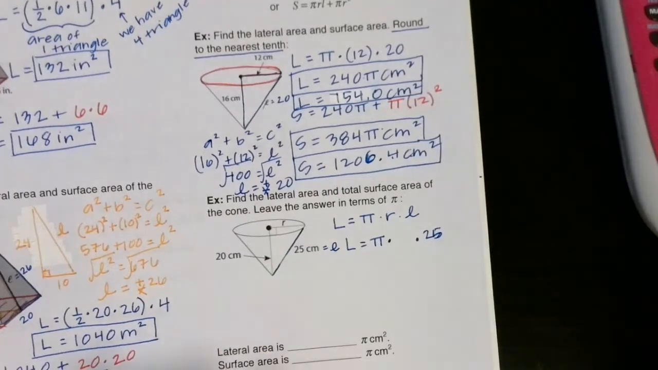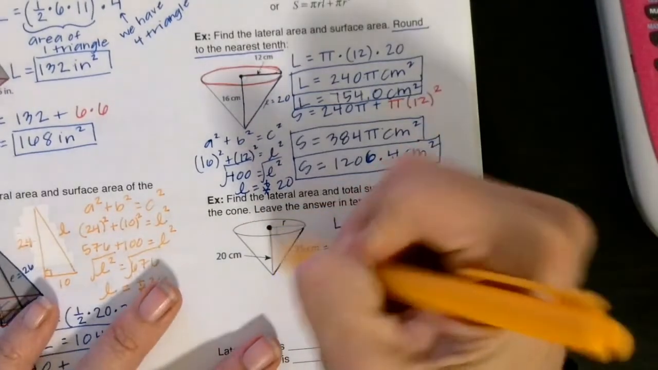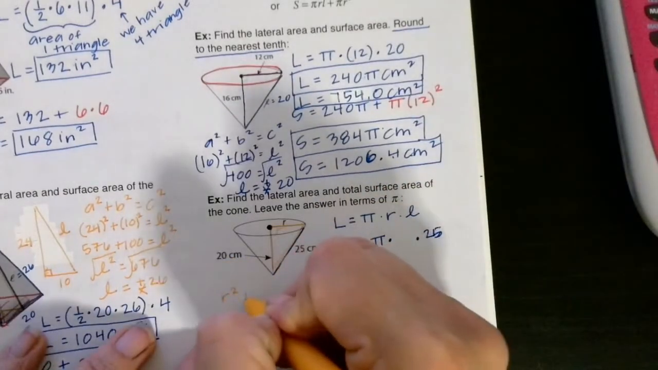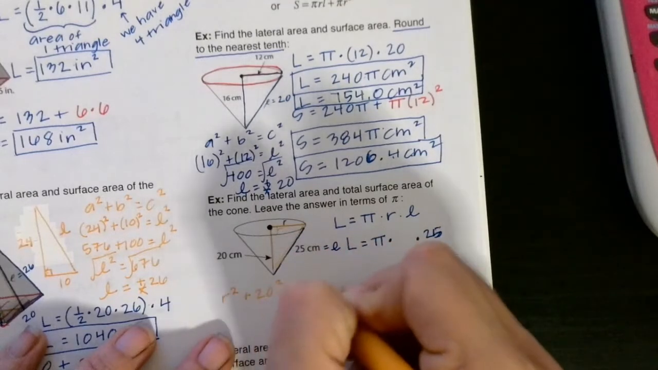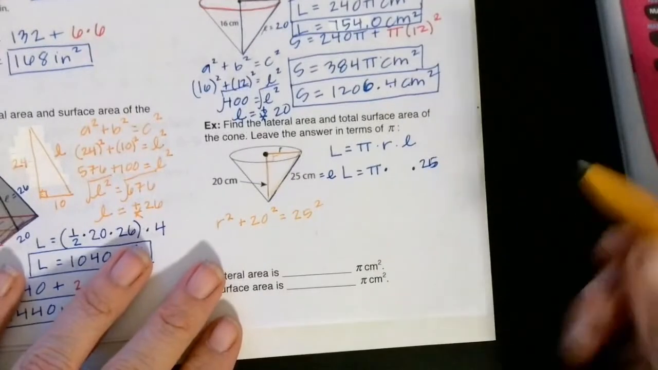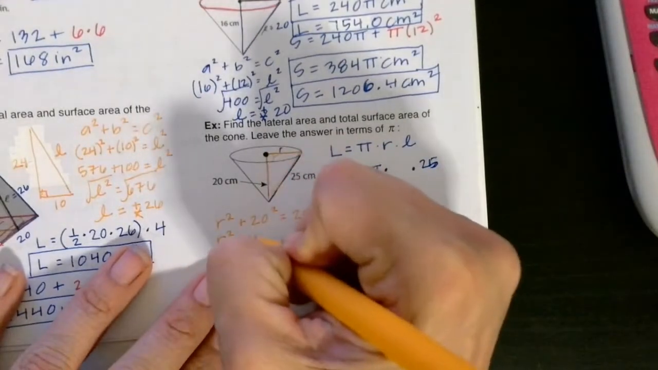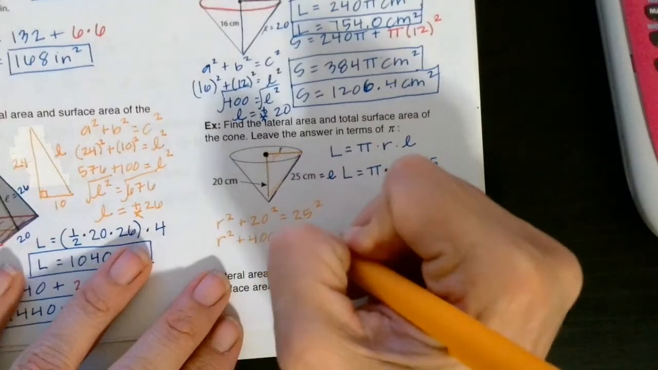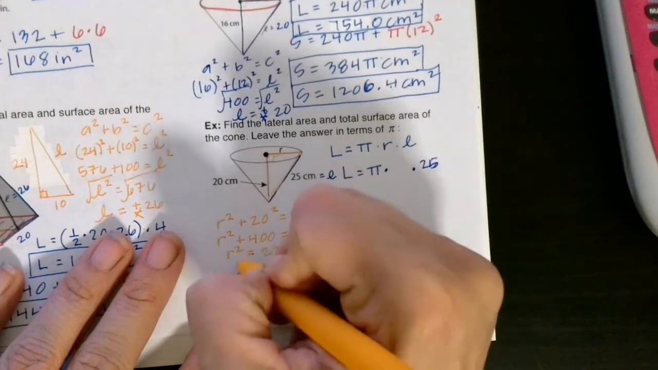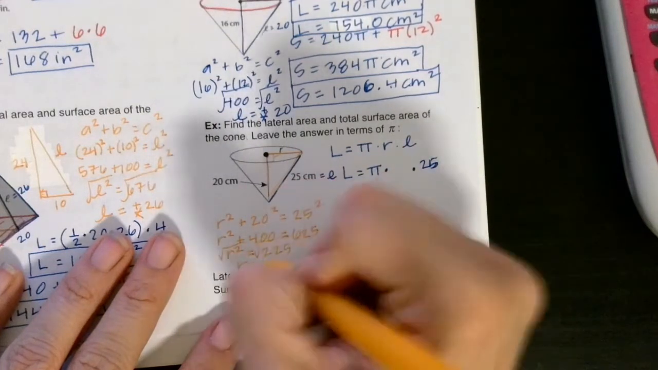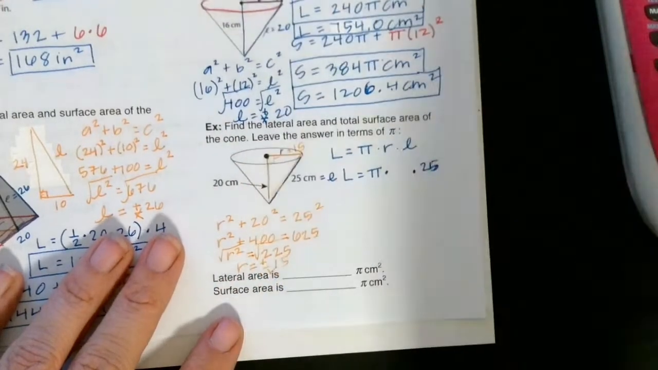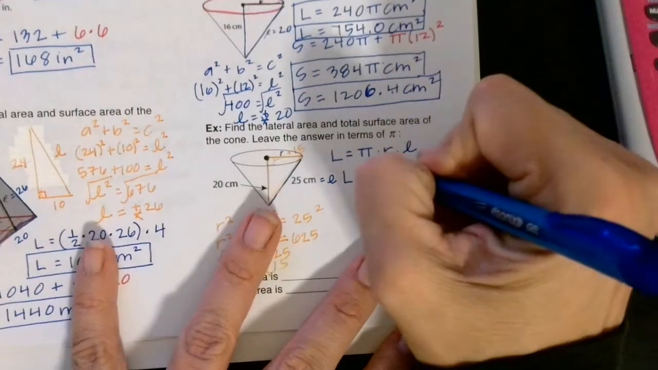So in order to find the radius, I'm going to use the triangle that they gave me, and I'm going to get r squared plus 20 squared equals 25 squared, because 25 is the hypotenuse. So r squared plus 400 equals 625. So r squared equals 225. So r equals plus or minus 15. So this is now 15. So I can go into the lateral one and do 15.